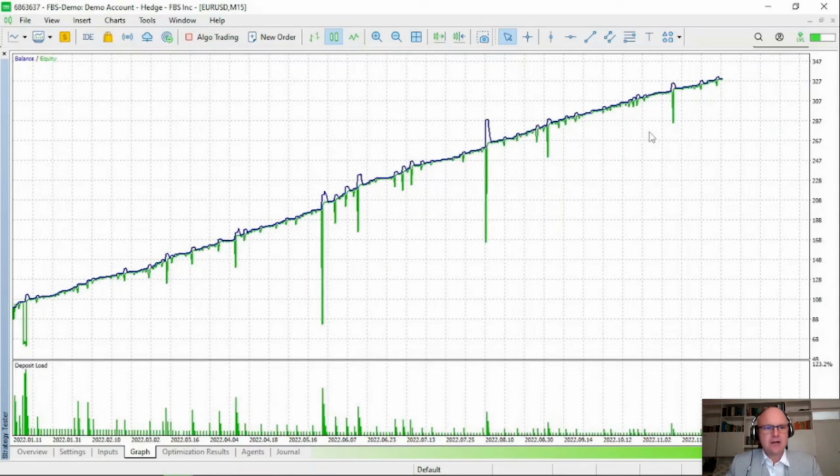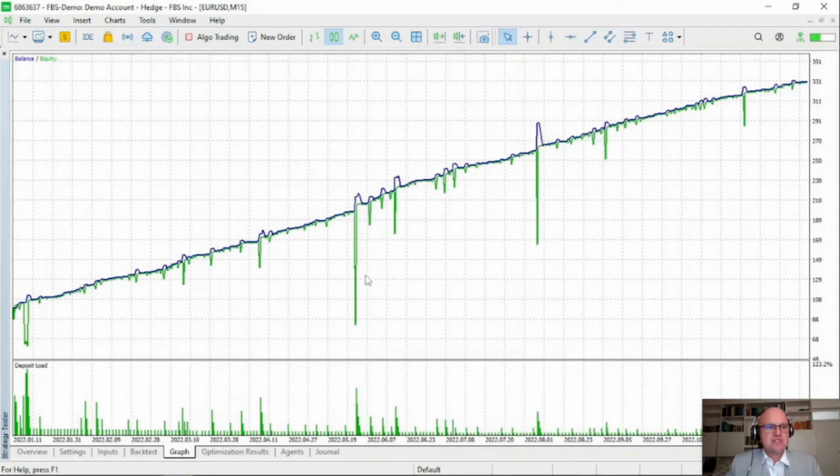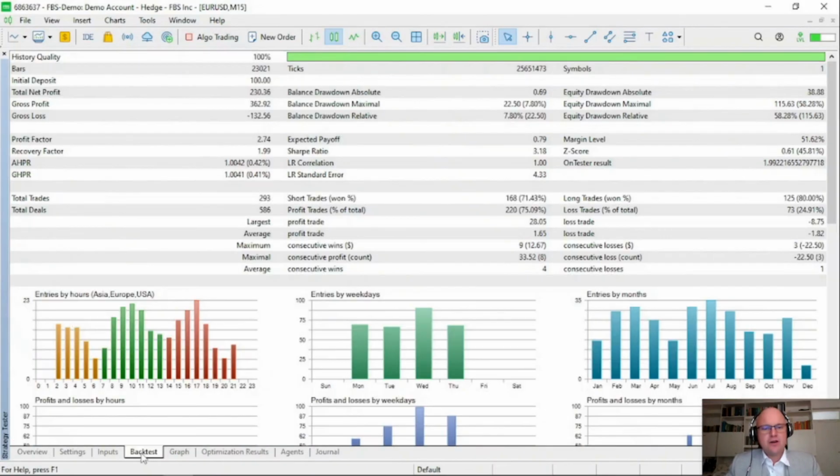If we take a look at our equity and balance curve, you'll see that it goes up from $100 all the way to over 300. These periods of drawdown are hectic. However, for the risk that we are taking, we are getting a good quantity of return.